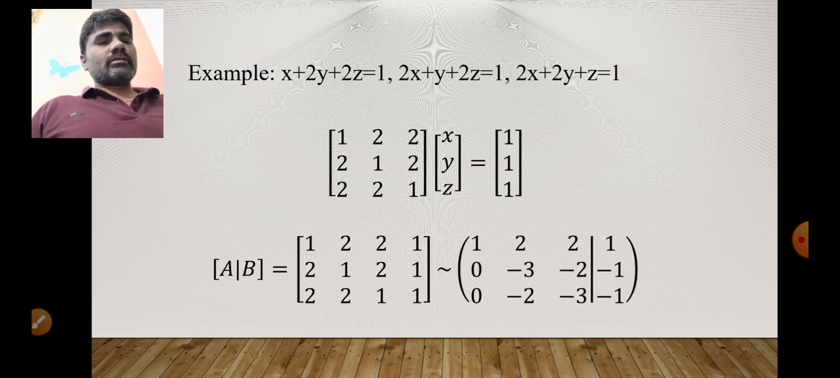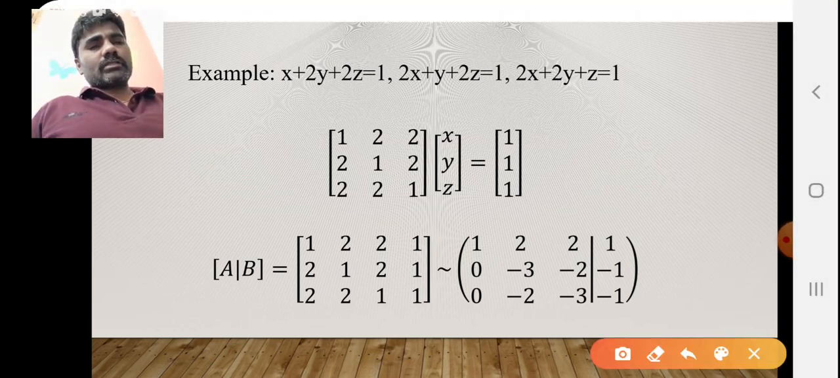The resultant matrix is 1 2 2 1, 0 minus 3 minus 2 minus 1, 0 minus 2 minus 3 minus 1. Now still it is not in the row echelon form. That's why we apply one more row operation by using this element. Earlier we used this element. This is multiplied by minus 2, add to R2 and R3.